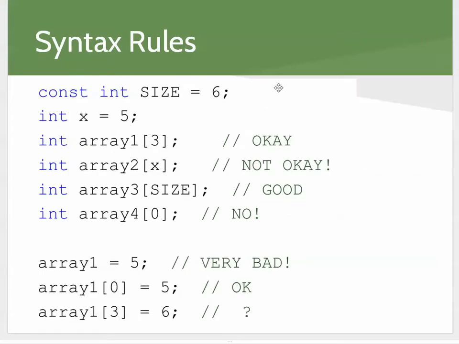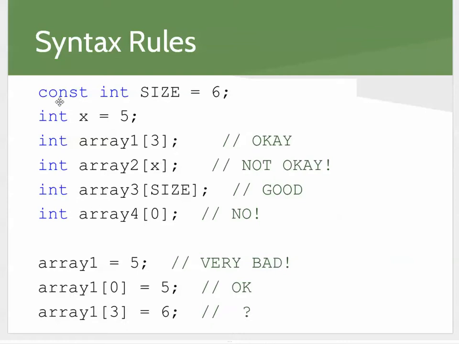Syntax rules. What can we do? What can't we do? If we look at this declaration of x, obviously that's just a regular variable. Size is a constant. What we're more worried about is these array declarations. I can declare an array of size 3. This is a variable declaration. That's fine. What I cannot do is define an array with a variable in its size. So I cannot create an array with anything other than a constant integer as the size. This will be a compiler error.